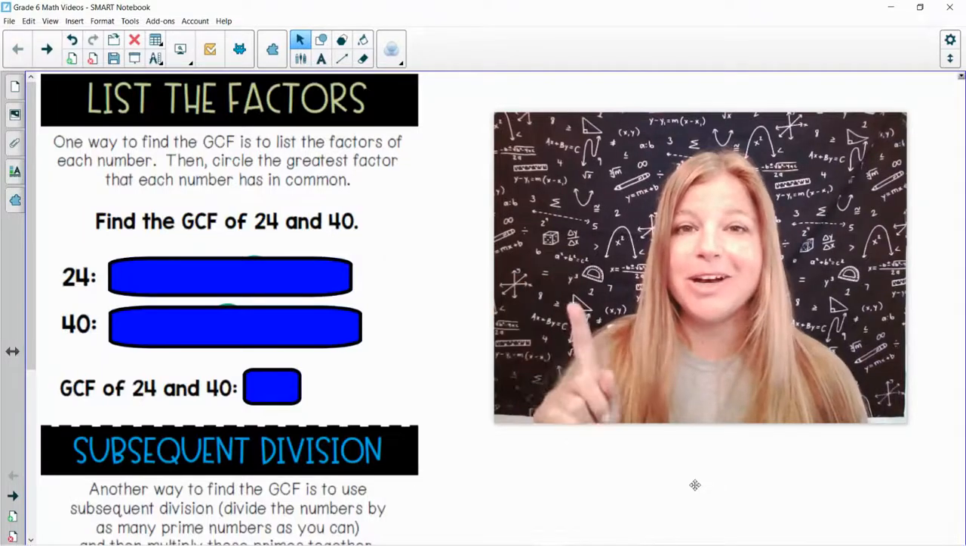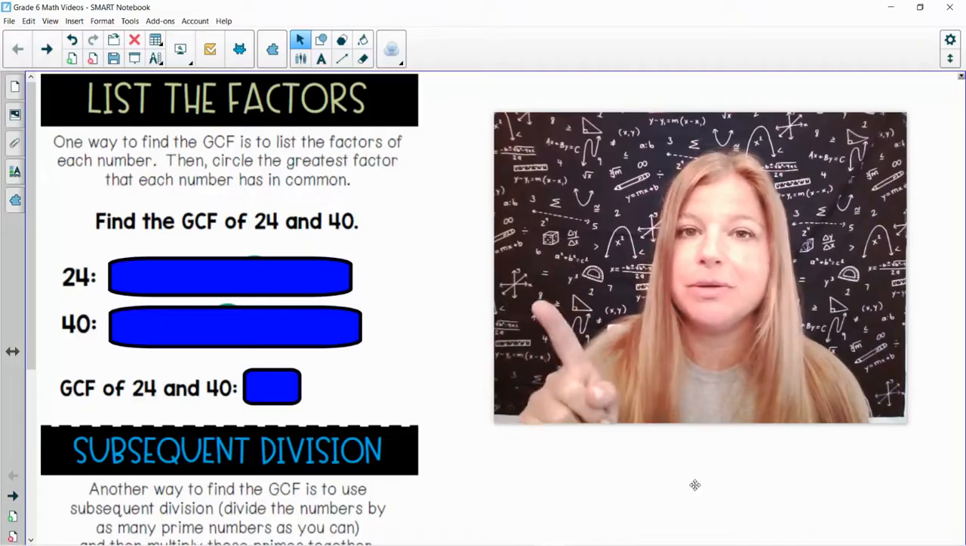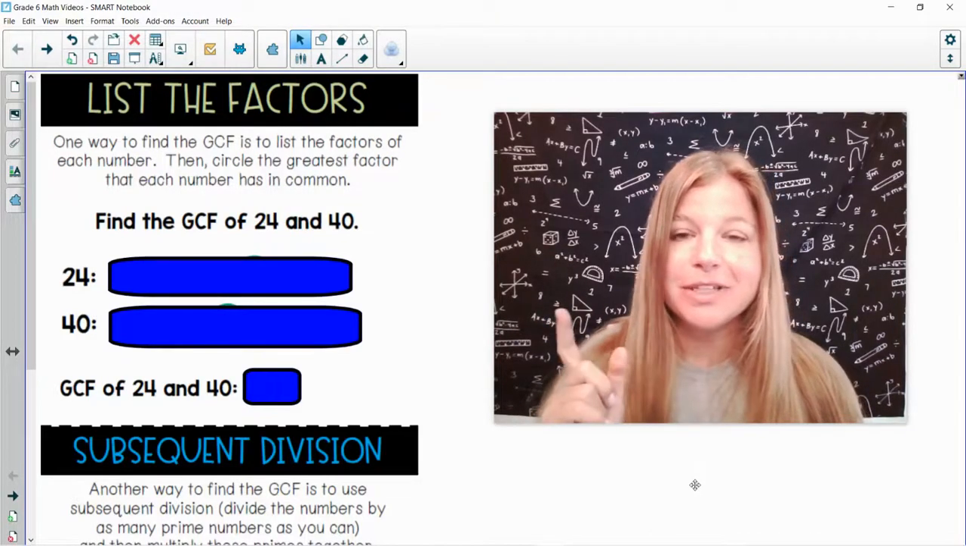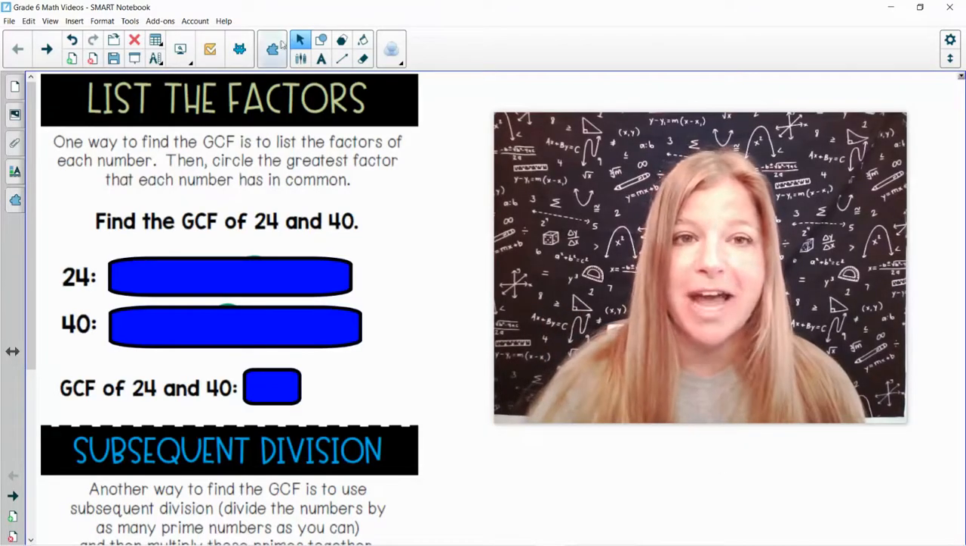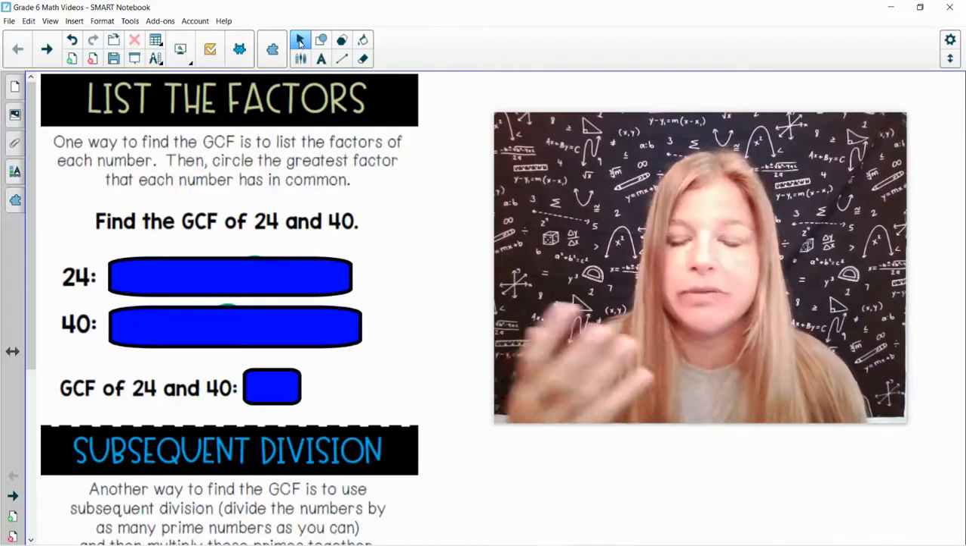Hey guys, we are talking about greatest common factor, and I have two different strategies for you to find the greatest common factor with. Let's take a look together. The first way to do it is to list the factors, and factors we know are the numbers that multiply to get the number we're even talking about.